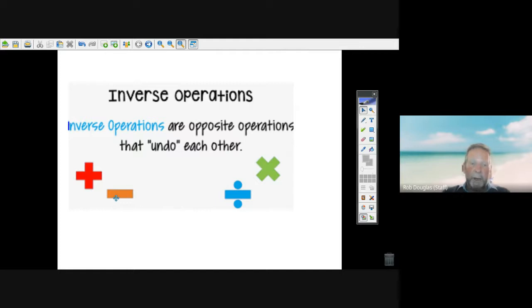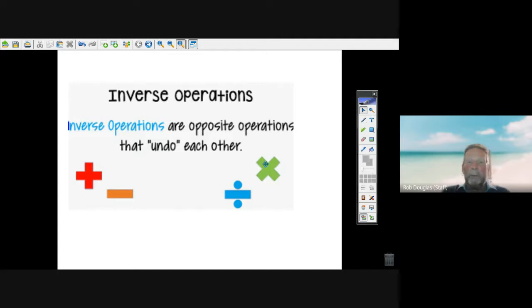If you subtract something from a number and you want to undo that, you add the number. If you multiply something by any number and you want to undo that, you divide. If you want to get back to where you started, you divide. And if you're dividing, you do the opposite, which is multiplying, to undo the operation.